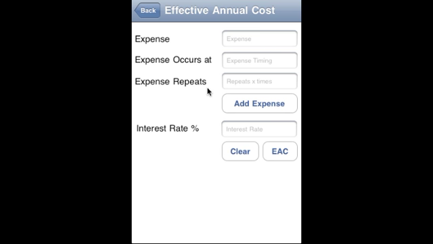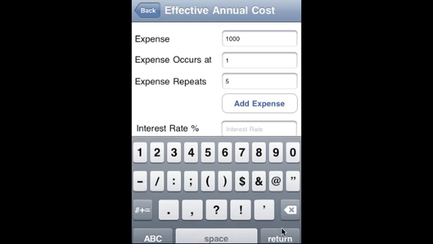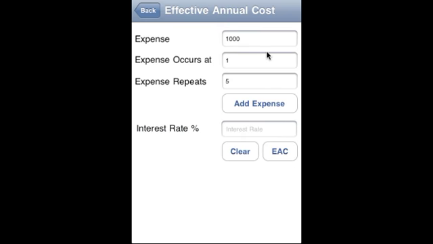Effective annual cost is useful in comparing machines of unequal lives. We are comparing two machines to see which one is better in terms of maintenance cost, because the initial purchase price is important, but the maintenance cost is equally important. Say $1,000 starting in the first year and repeating for 5 years. The life of the machine is 5 years, so that's one machine with 5 years of maintenance cost.